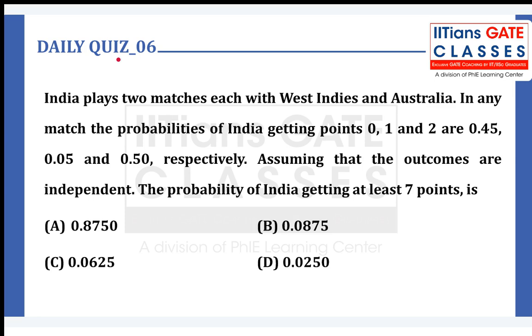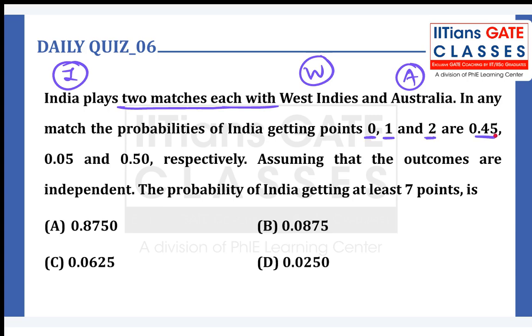Okay, so this is your last question in this quiz. This is a probability question again. So basically, they are trying to frame this question in terms of cricket because it's India. So anyway, what is happening is India is playing 2 matches each with West Indies and Australia. Okay, so we'll use W and A and I for noting these three teams. Okay, and India can get 0, 1, or 2 points depending on the result. Usually, if you lose, you don't get any point. If it is a draw, 1, and if it is a win, 2. And the probability of India getting those points is 0.45, 0.5, and 0.5.